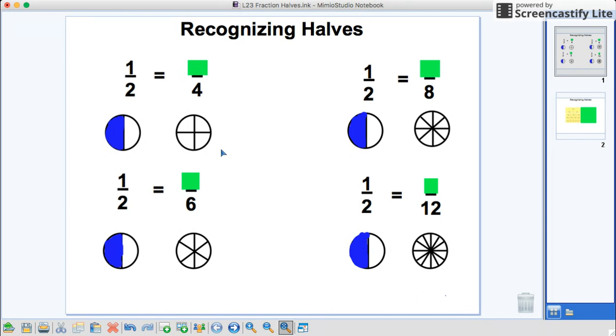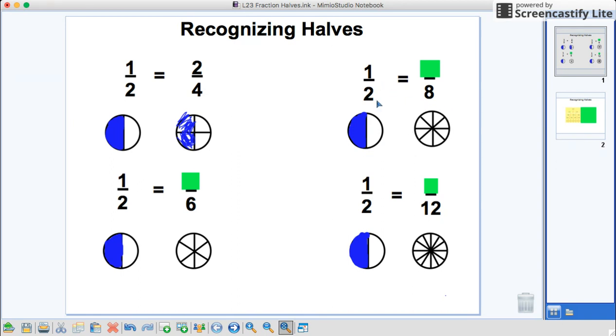Welcome back. You should have colored 2 of them in, which means we have 1/2 equals 2/4, which means 2/4 is another name for 1/2. Let's look at our second problem over here.